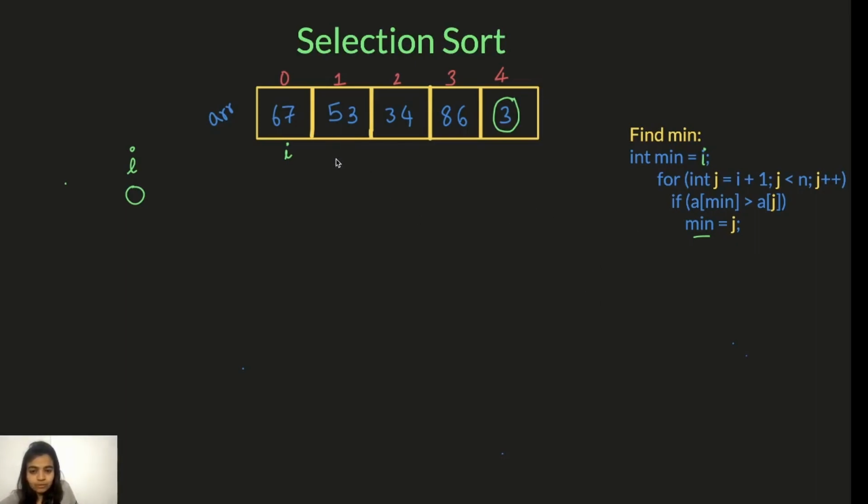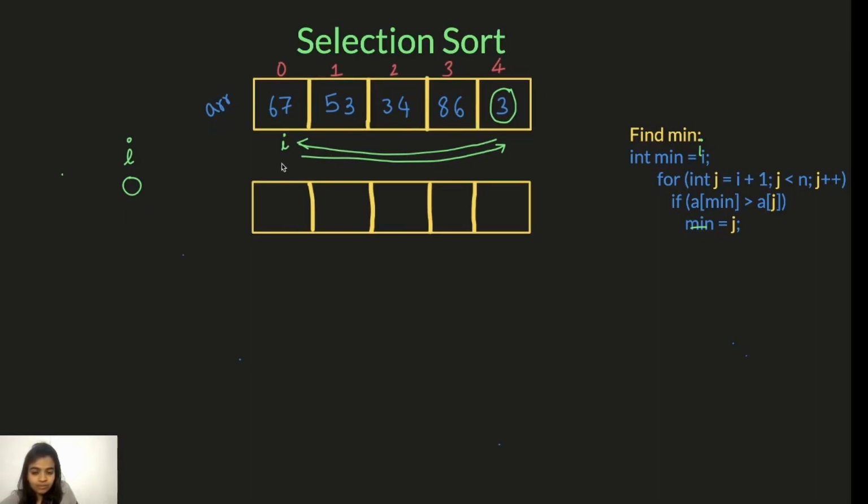Okay, so let's continue with our selection sort. Here is our I. We have found the minimum element, which is 3. Now all we do is swap these two. So 3 will come here and 67 will come here. Now I'll show you how our array becomes. 3 will come over here and 67 will go over here. Okay, and the remaining elements we just write them down as they are. Alright, now this part of the array is already sorted.